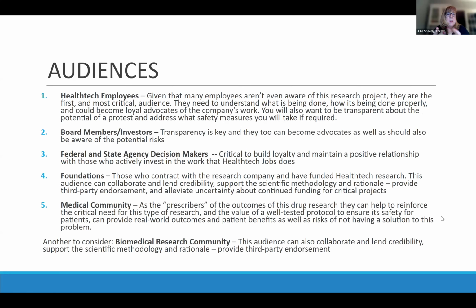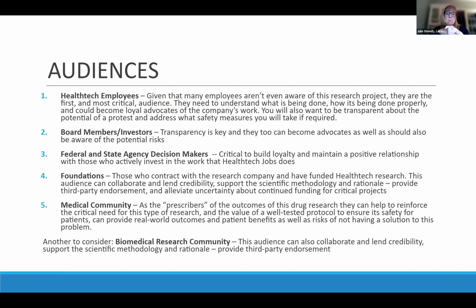Next. So for audiences, again, we'd want to focus on employees first. I didn't make note in the case study, but many of the employees weren't even aware of this research project. They're the first and most critical audience. They need to understand what's being done, how it's being done properly, and could also become loyal advocates of the company's work. You'll also want to be transparent about the potential of the protest and address any safety measures that you would take if required.